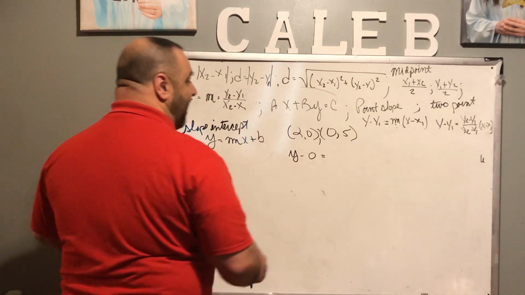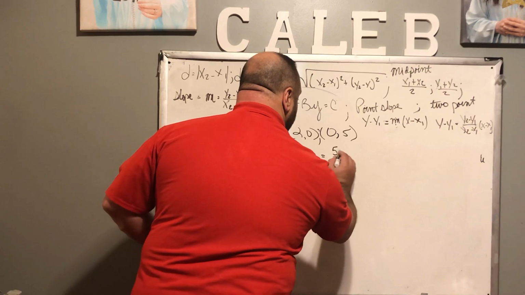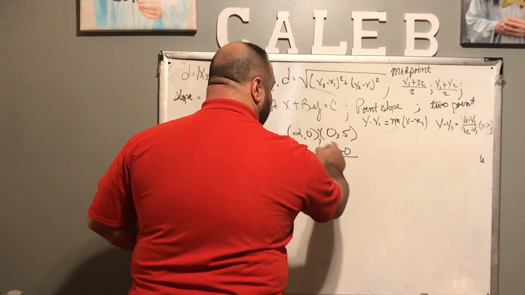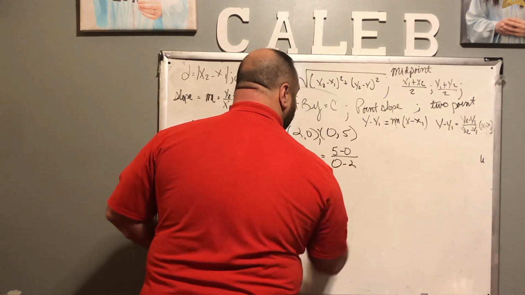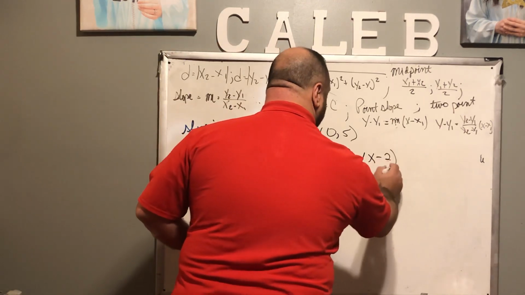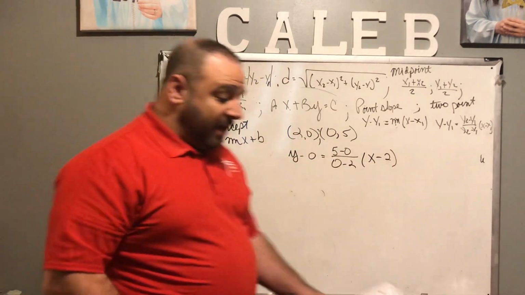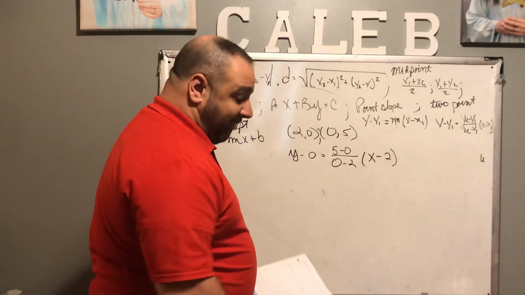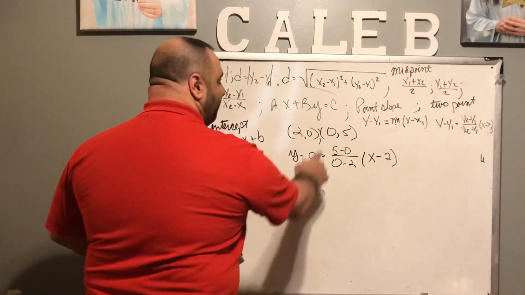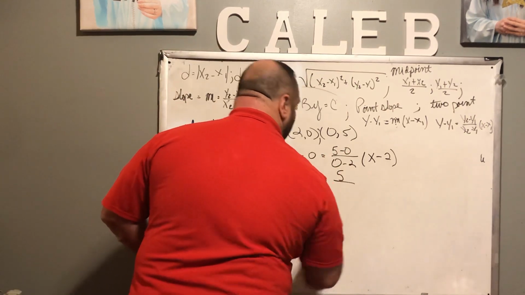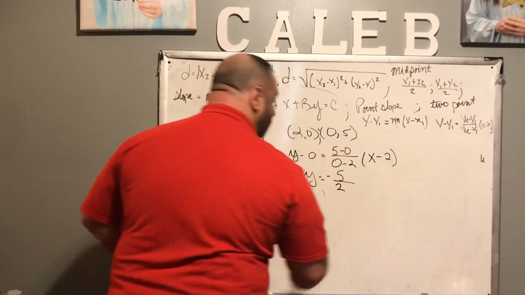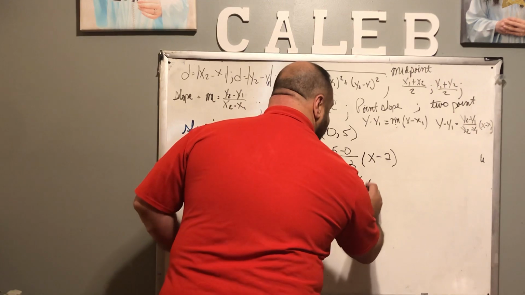So y2 minus y1, so 5 minus 0, over x2 minus x1, which would be 0 minus 2, times x minus x1, which is there. Okay? From there, now we're just going to simply do our math. So from there, we got y minus 0 equals y. 5 minus 0 is 5. And 0 minus 2 would be negative 2. So we're going to just put this here, negative 2. And then we have x minus 2.